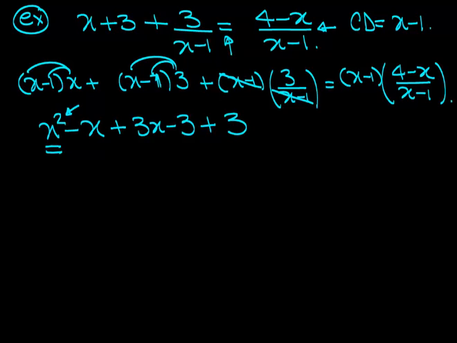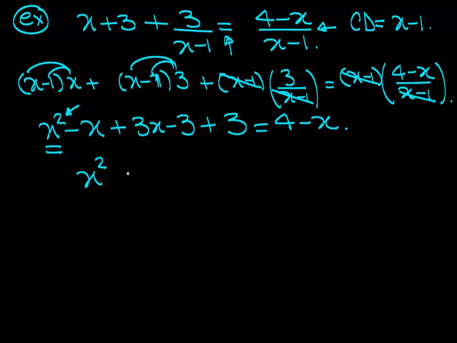Okay, and on this side what will happen here? The x minus 1's cancel, so we get 4 minus x. So now let's move everything to one side because it's a quadratic and it's not a square and a number, because you have those x terms there.